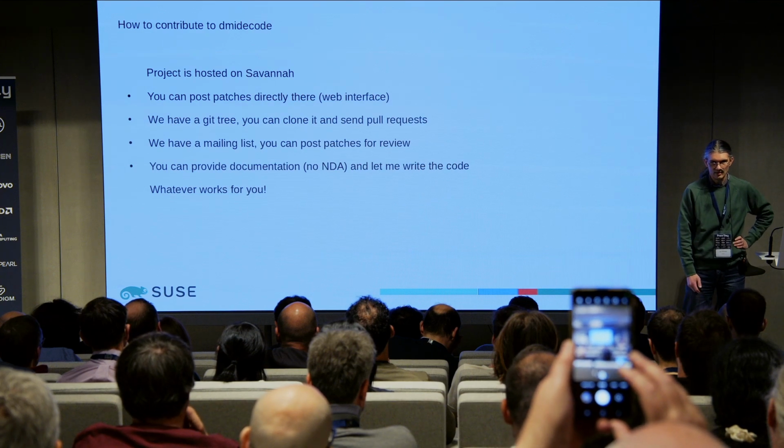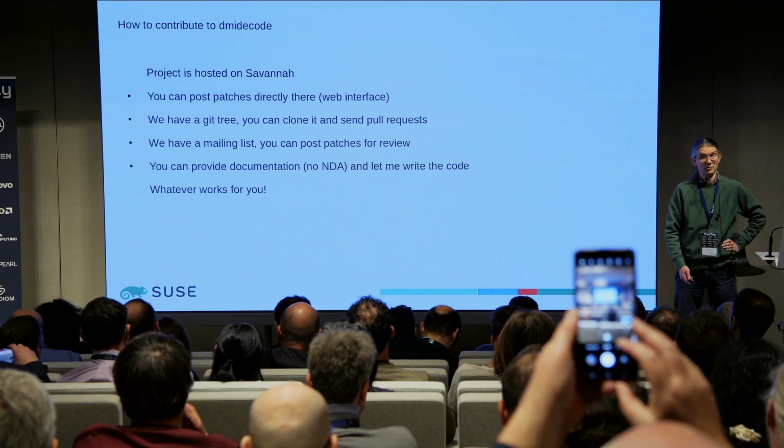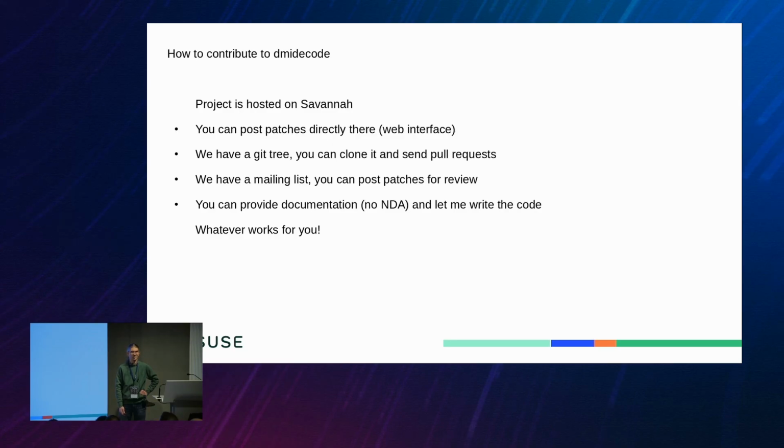And lastly, hopefully I convinced you that you want to contribute to Dmidecode, so how would you be doing that? Well, it's very simple. The Dmidecode project is hosted on Savannah, so it's in the open. You can post patches directly there through the web interface if you don't want to go deeper into the code and the community. We also have a Git tree, so if you prefer, you can clone it and send a pull request, and we'll process that.